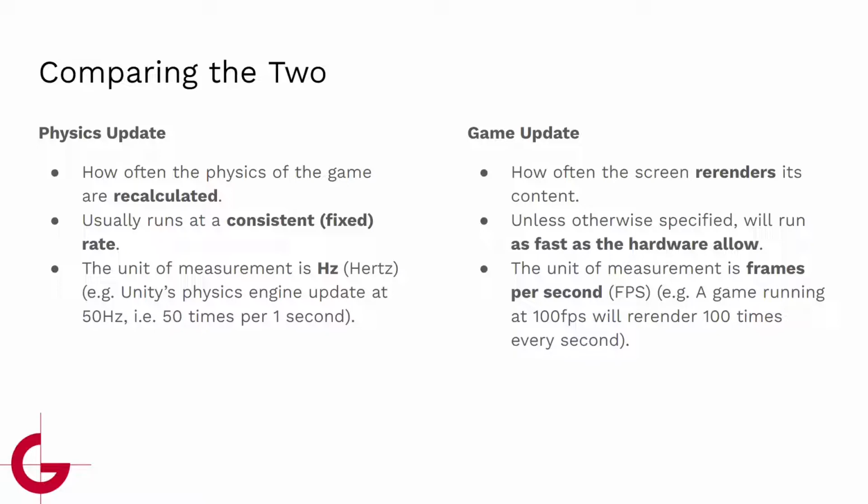And usually when we talk about fixed update, we use the unit hertz. What it just means is the number of times it is recalculated per 1 second. So the example I give here is Unity's physics engine updating at 50 hertz, meaning that Unity's physics engine updates 50 times per 1 second. And when it comes to game update, we're already familiar with the term frames per second. It's how many frames a game renders per 1 second: 60, 30, 100 frames per second.